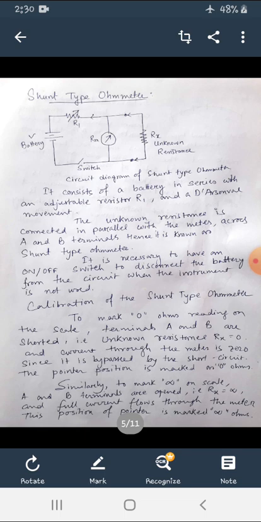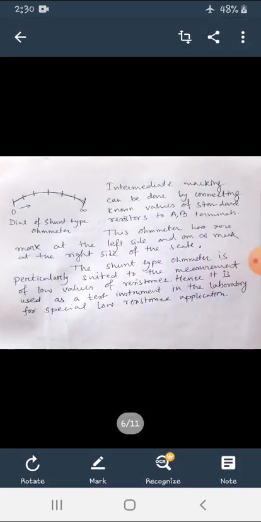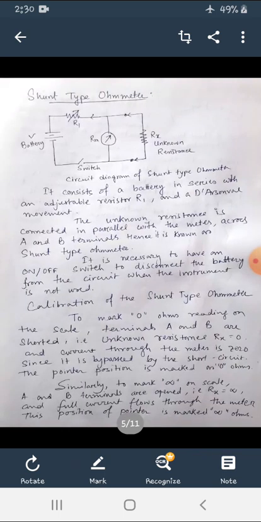You can see here the dial of the shunt type ohm meter. On the left hand side it is marked as 0 and at the extreme right there is infinity. The dial of the meter moves from 0 to infinity as the resistance increases. To mark the 0 ohm reading on the scale, terminals A and B should be shorted.